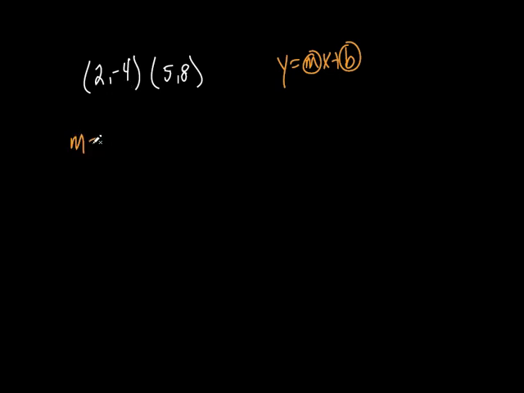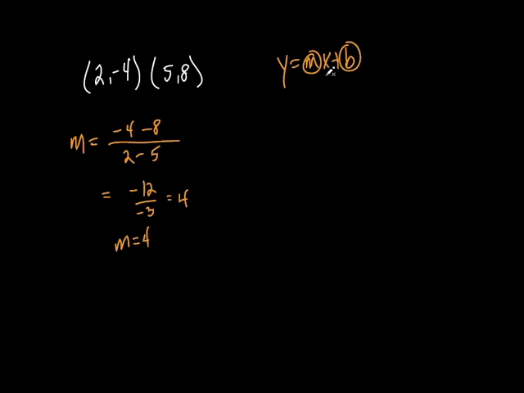The slope is the change in y over the change in x. So it's negative 4 minus 8, and then it's 2 minus 5. I did that right this time, didn't I? So that's negative 12 over negative 3. What does that reduce to? Always reduce it. Positive 4. So the slope is 4.